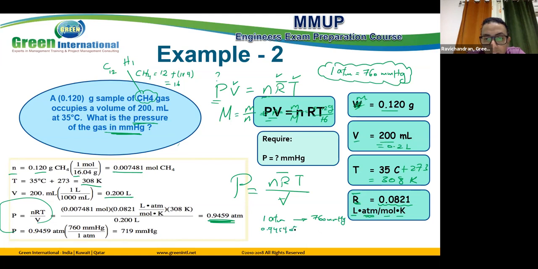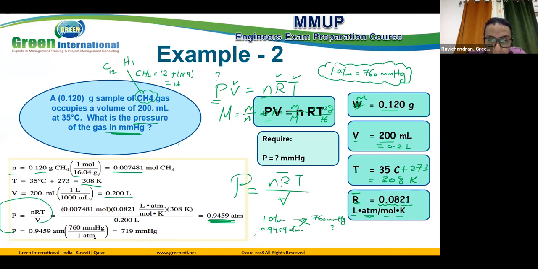0.9459 atmospheric. What is this value? Cross multiplication. This is one way, and the other way, as I did in many numerical applications, is this: I needed to change from atmospheric to millimeter mercury.